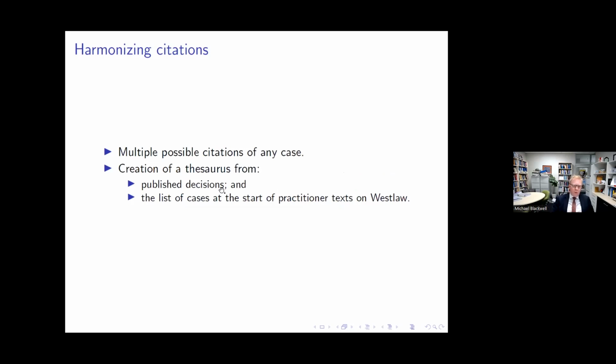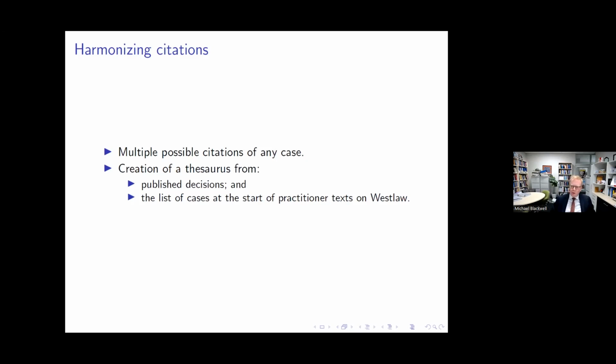So as I say, what then you've got to do after extracting the citations is make sure that they refer to a unique case. And you can get multiple citations to the same case. So what I've done is I've created a thesaurus, a sort of dictionary, where varying references to the case are known to all refer to a single case. And I did that firstly from looking at published decisions, where at the start of the decision, they normally list all the different citations of the case there and creating it from that.